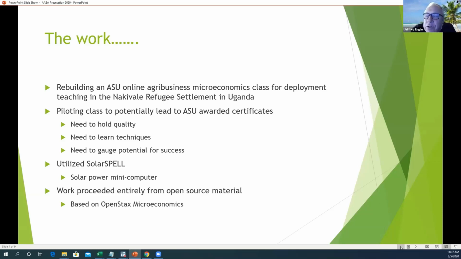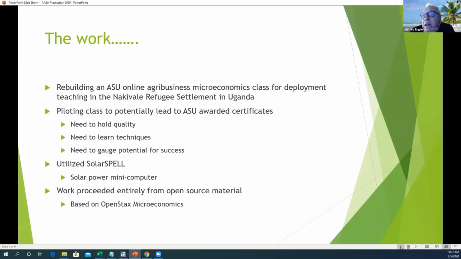One of the reasons that this was possible, and what made it exciting to do online, was that ASU's engineering school has come up with what they call a Solar Spell, which is basically a little tiny solar powered mini computer where we can load online classes. So once the class was built, it was loaded up into Solar Spell. When you saw the photo of my students, those are actually students working on a Solar Spell.